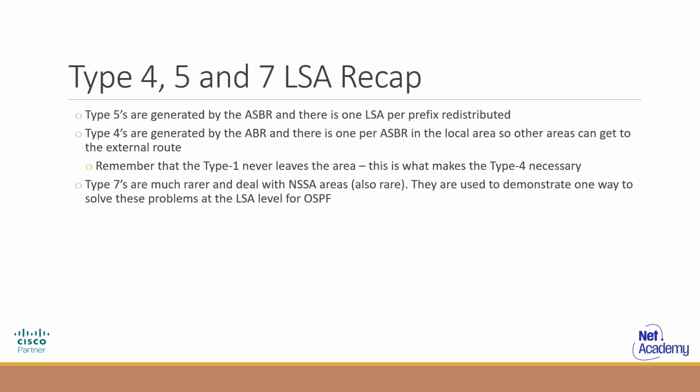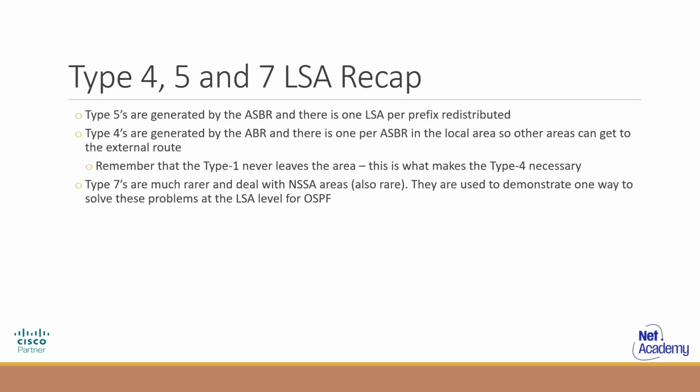So let's recap real quickly. Our type 5s are generated by the ASBR. There's 1 per prefix that's redistributed. Our type 4s are generated by the ABR, and there's 1 per ASBR in the local area. Remember that since type 1s never leave the area, that's what makes that type 4 necessary. The other areas won't have a direct router LSA for the ASBR, right? Because they're in other areas.